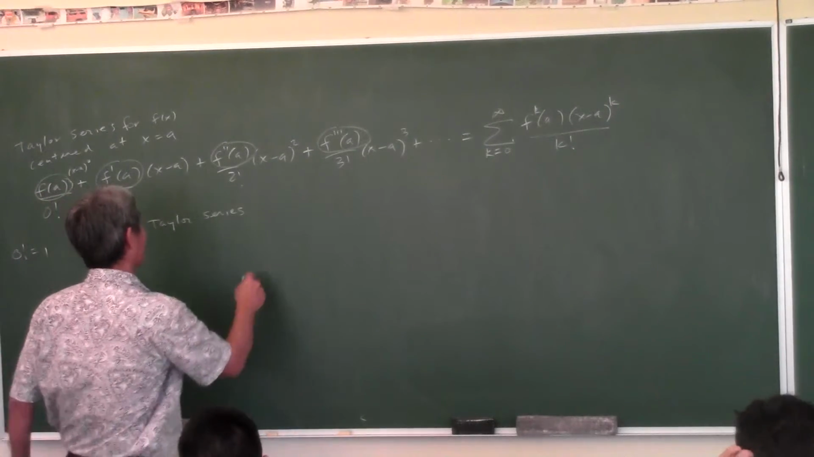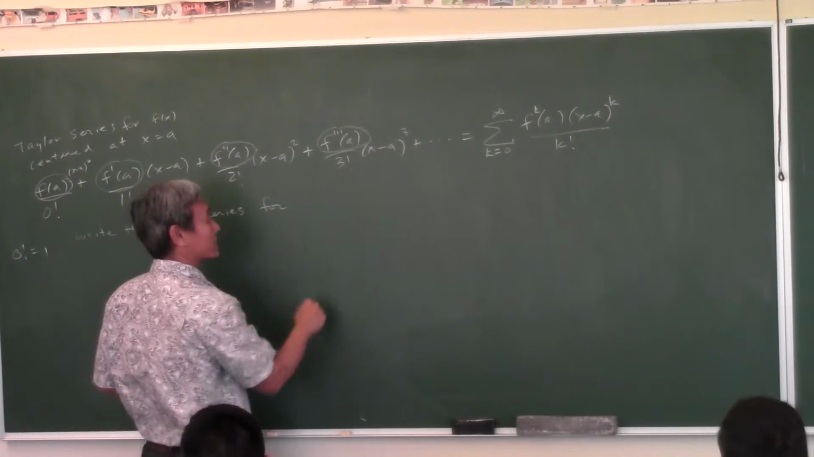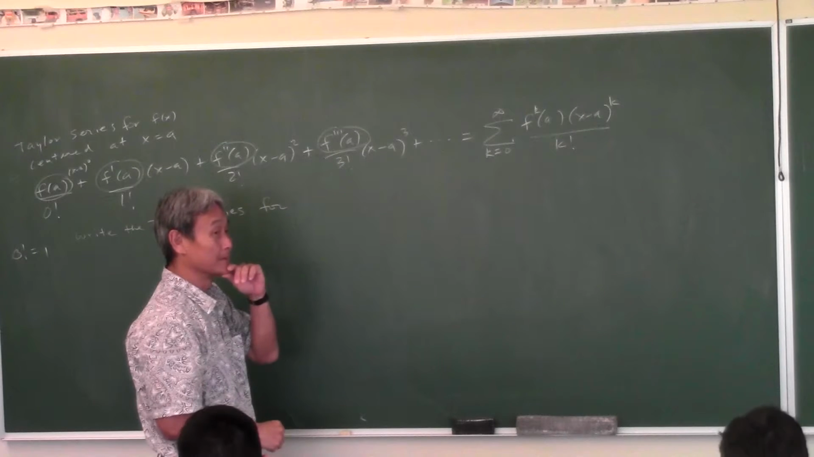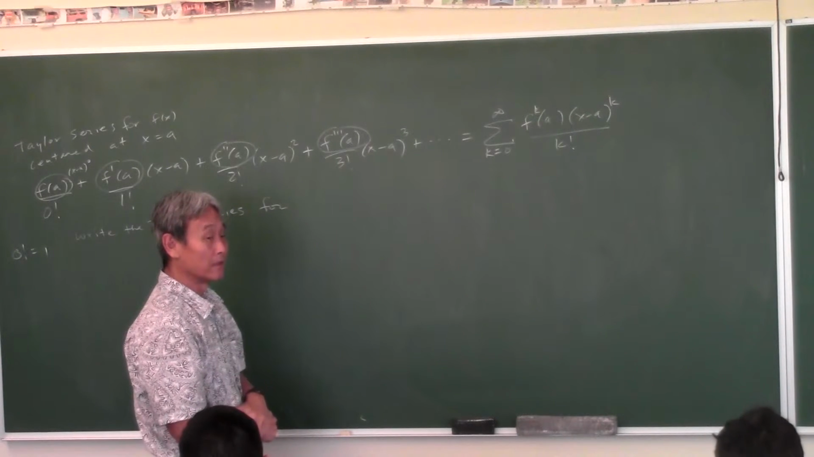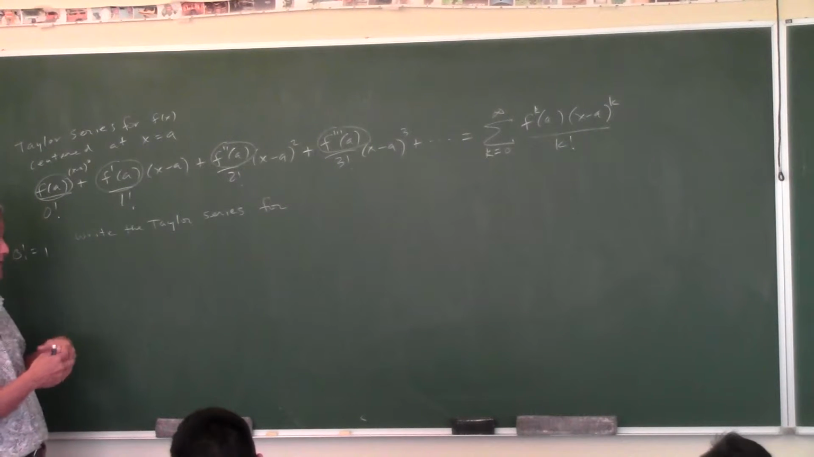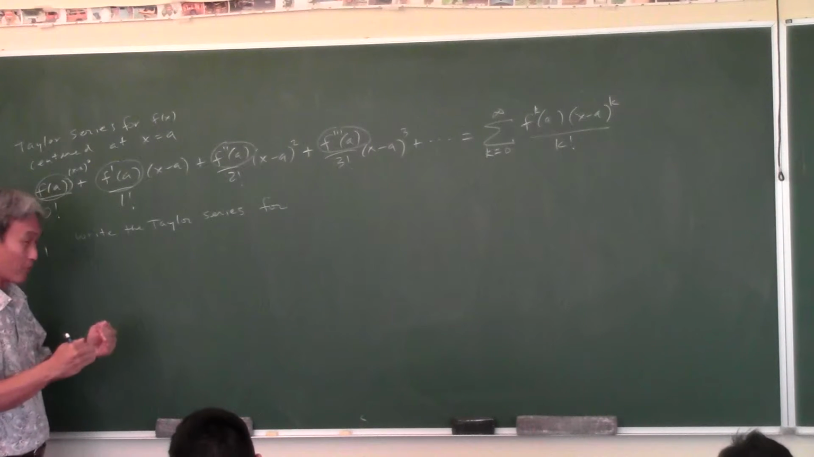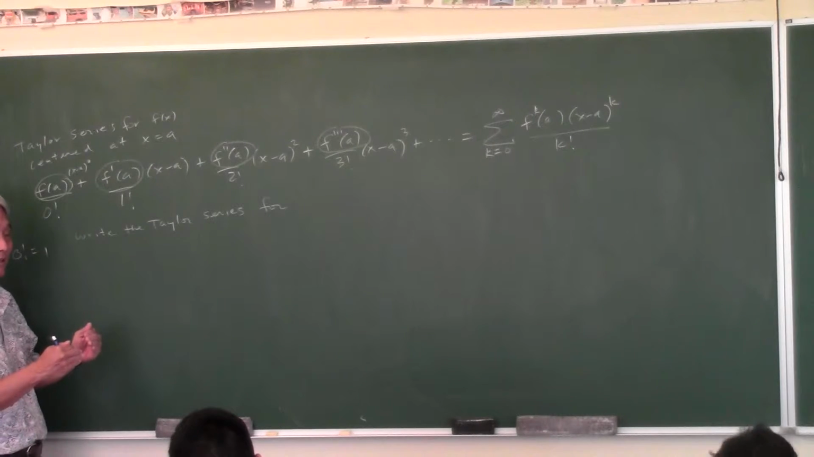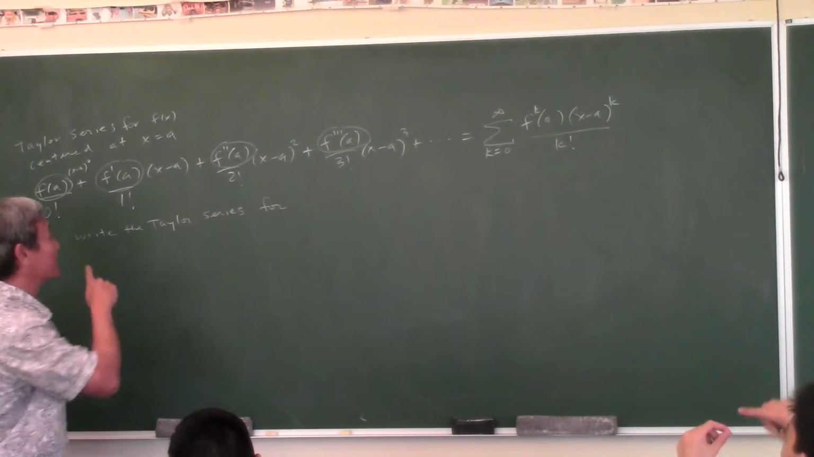Okay, can we do some examples? Write the Taylor series for, okay, let's do one. Wait, what does it mean that it's centered at x equals a? The power series that we learned last year were all centered at x equals 0. It was nice to do that, but sometimes it's better to center the series at a different number because then it will converge more quickly.